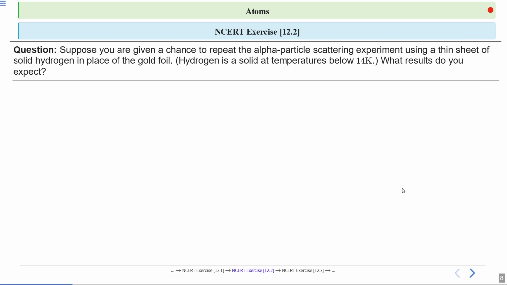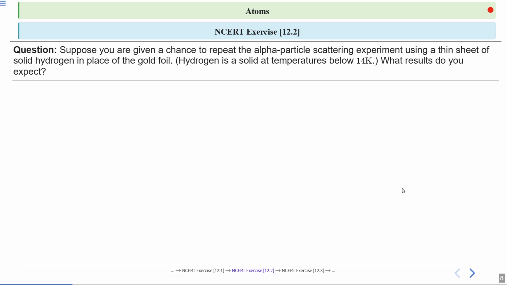Now let's examine what this question is asking. It imagines repeating the famous alpha particle scattering experiment, but instead of using a gold foil, a thin sheet of solid hydrogen is used. Solid hydrogen is possible at temperatures below 14 Kelvin.